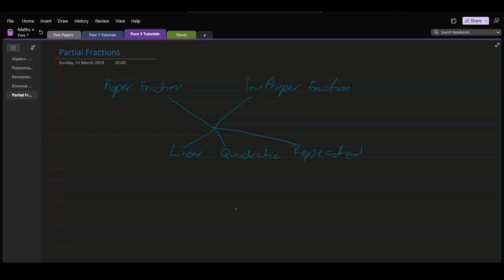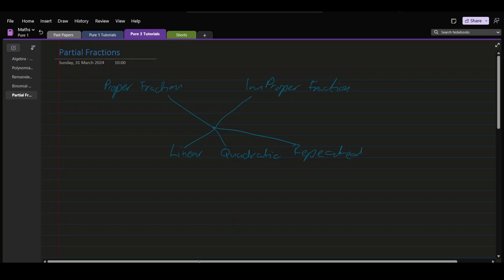So this is probably all gibberish to you. I'll explain what all this means in a bit. I just wanted you to understand the number of scenarios that we're going to be dealing with. So we either have a proper fraction or an improper fraction, and regardless of which scenario that is, it usually splits into either a linear factor, quadratic factor, or a repeated factor.